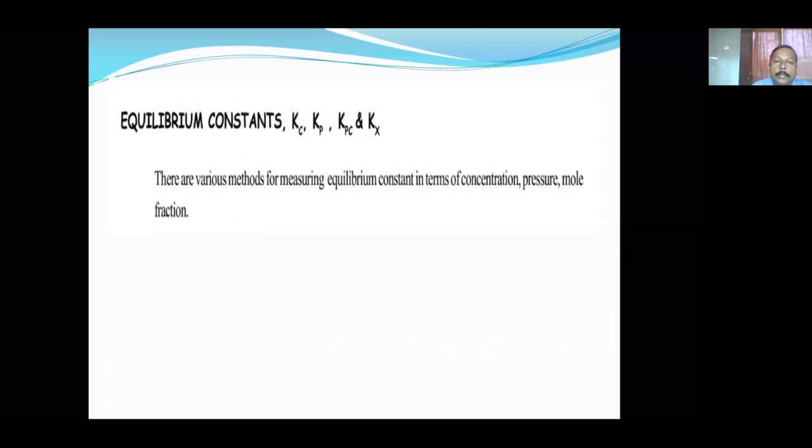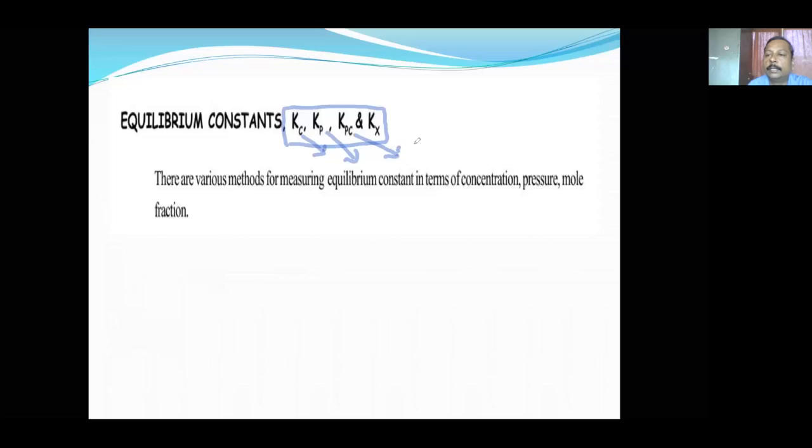People think that there are only two types of equilibrium constants, Kc and Kp, but there are two more. That's why in the beginning I told you we will start from the basics without missing a single topic, and we will reach all the relevant information. Kc, I already told you, is the equilibrium constant in terms of concentration. Kp is the equilibrium constant in terms of partial pressure.